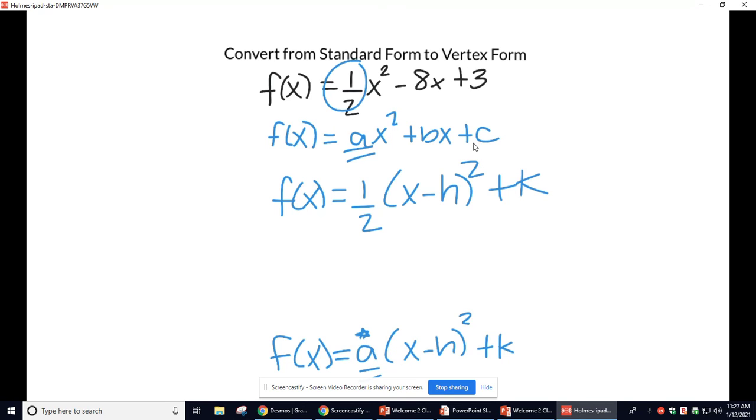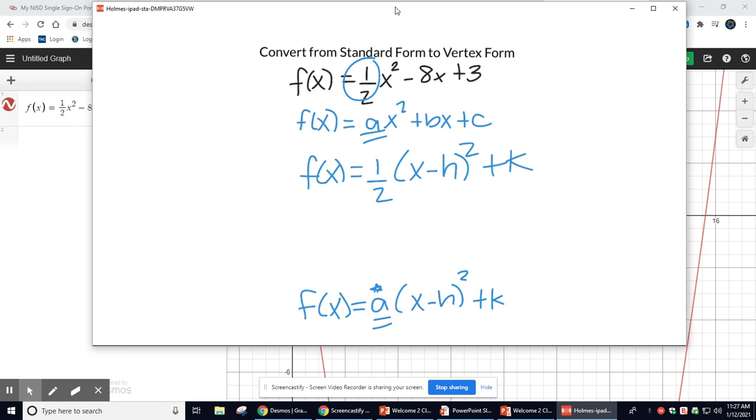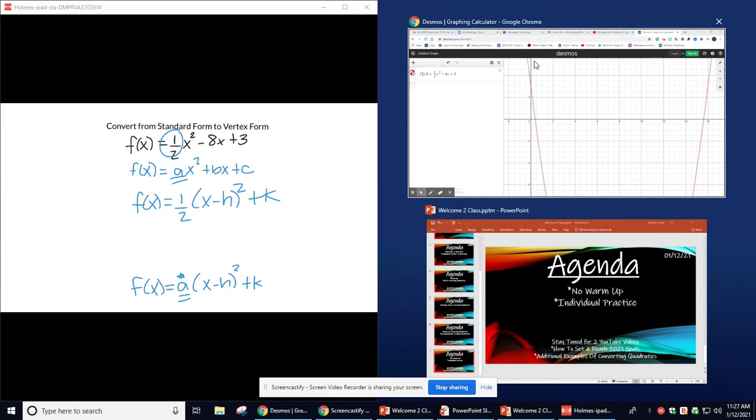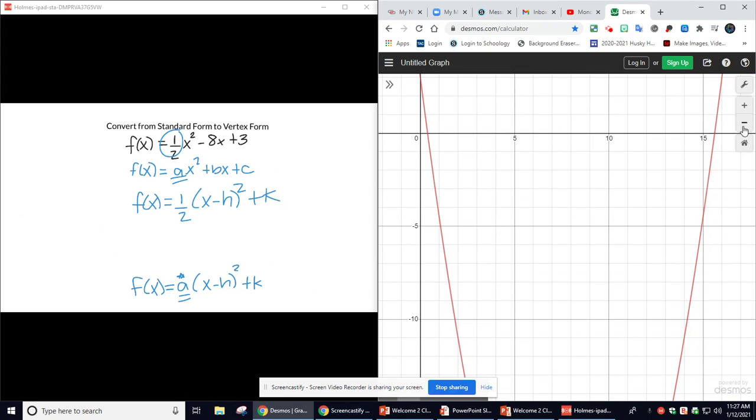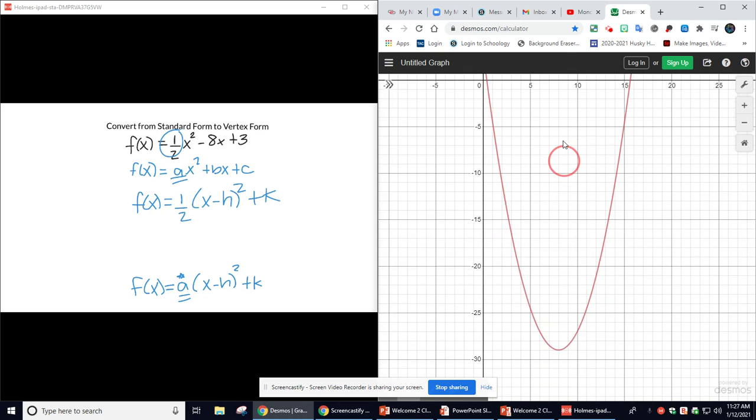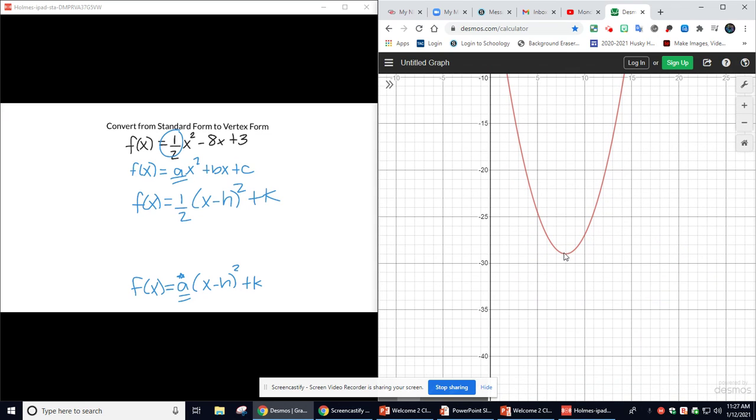So what we're going to do here to find the vertex is we're going to go to Desmos. And I already have it graphed here on the side. We're going to go to Desmos and we're going to graph this function. By graphing it, it allows us to find the vertex on the graph. So as I move across here, I can find the vertex down here at (8, -29). So the vertex is (8, -29).